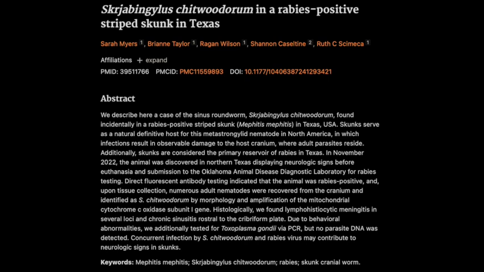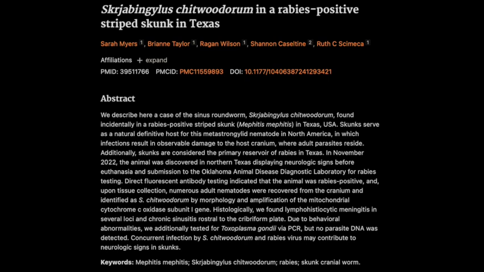Exactly. But here's the thing. The test they used focused on brain tissue. And with skunks, it turns out that Toxoplasma gondii likes to hang out in the heart muscle more than the brain. So they might not have gotten the full picture then, huh? That's a possibility. Unfortunately, they only had the skull to work with in the study, so no heart tissue to test. I see. So we have rabies, we have S. chitwoodorum, and maybe T. gondii.